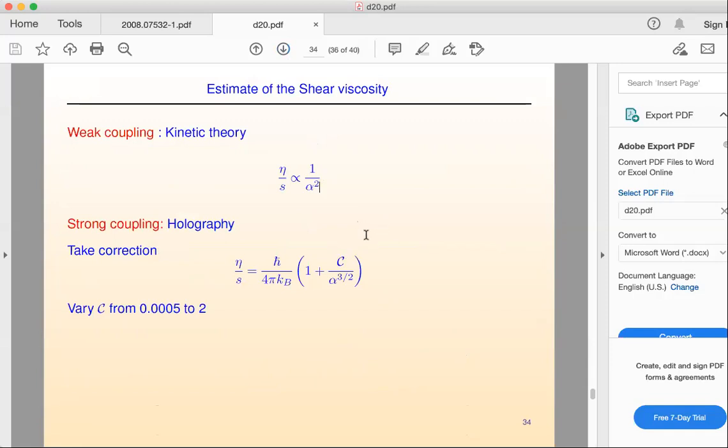The key point is that this universal result, h bar over 4 pi k Boltzmann, holds at infinite coupling. For reasons I'm going to show you in the next slide, the leading correction term will be in 1 over alpha to the 3/2, where alpha is the effective coupling. In kinetic theory we have this behavior, but this is only valid for very small values of the coupling.